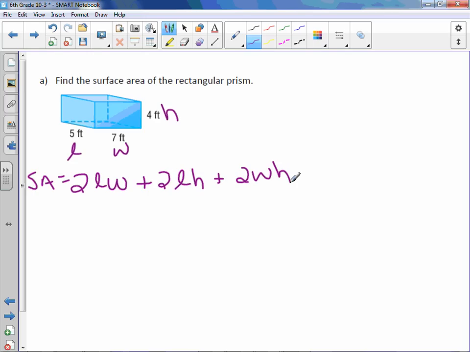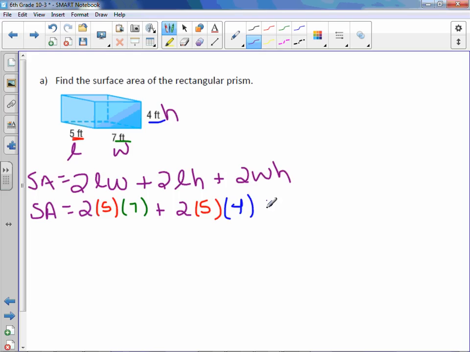Plug in everything you know. So surface area equals 2 times the length of 5 times the width of 7 plus 2 times the length of 5 times the height of 4 plus 2 times the width of 7 times the height of 4.